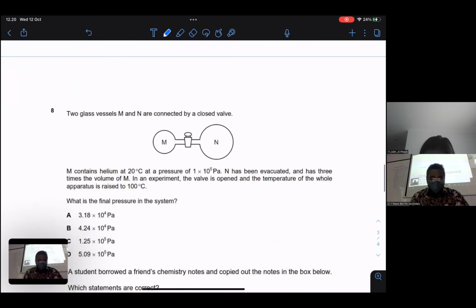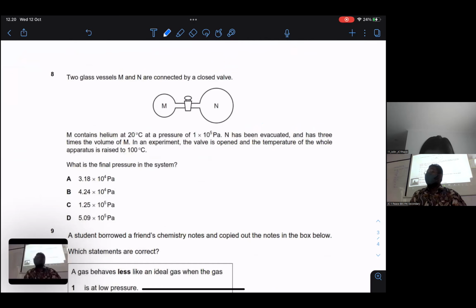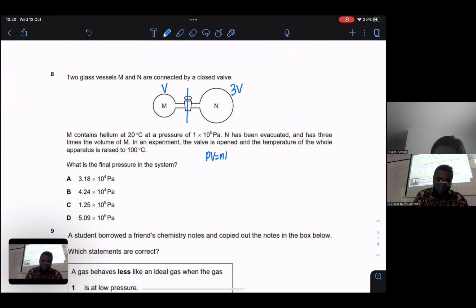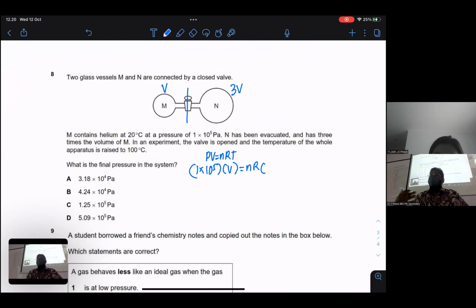So if you move further, this one we have done. I will just go through very fast. Before you open, this is going to be V, this is 3V. Before you open, PV equals nRT. The pressure was 1 times 10 to the power of 5. Volume is V, and R is 8.31. If you want to maintain R, you also can. The temperature was 20, 20 plus 273 is going to be 293.